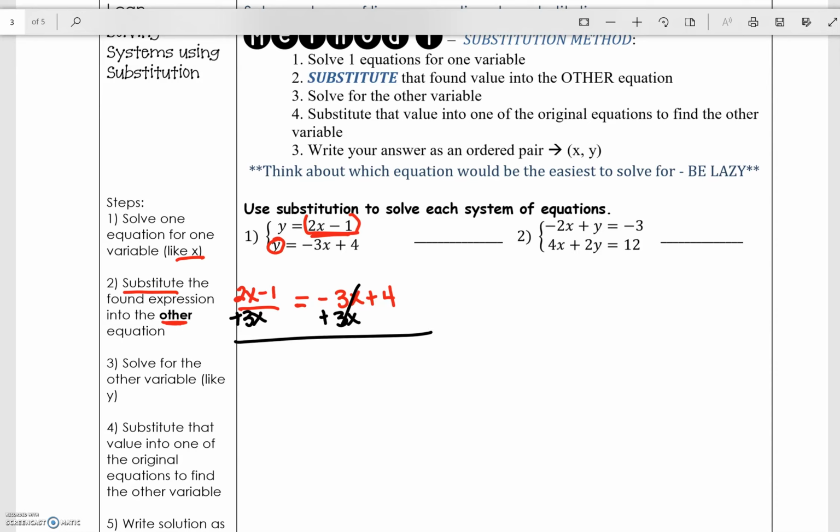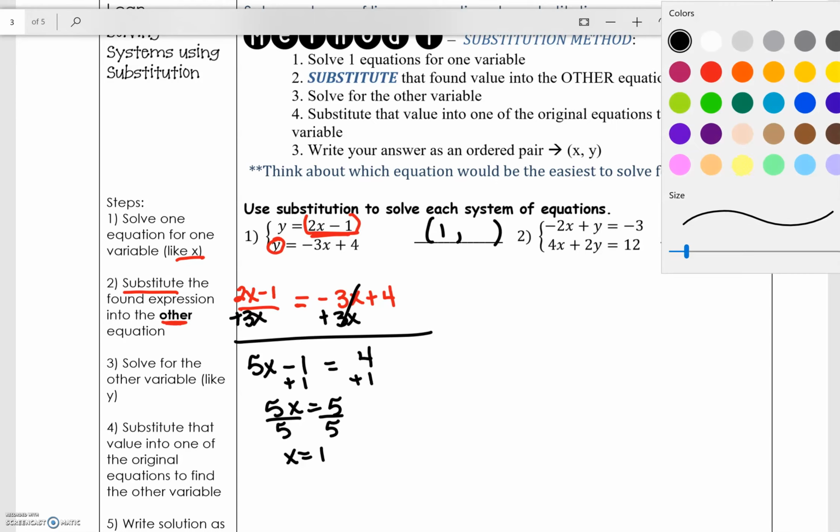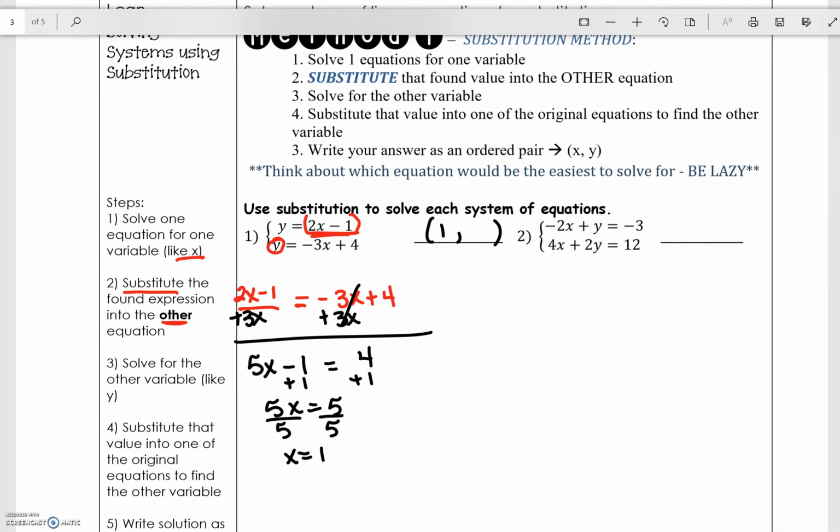So 2x plus 3x is 5x minus 1 equals 4. And then we're going to add 1, and 5x equals 5. When we divide by 5, we get x equals 1. So that's part of our answer. That is our x variable. X comes first in our ordered pair, y is going to come second. So we need to figure out what y is.